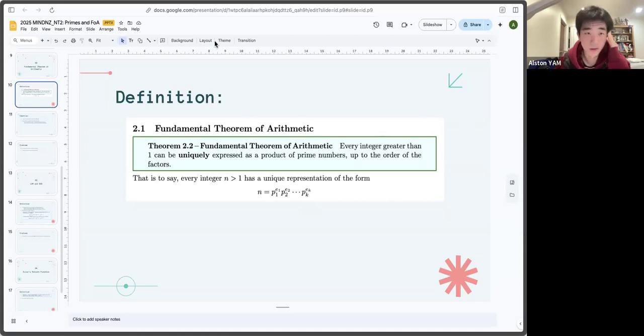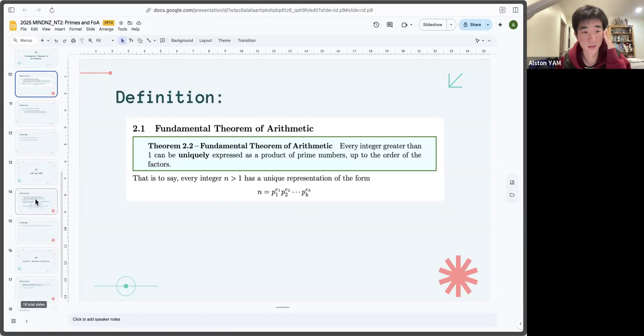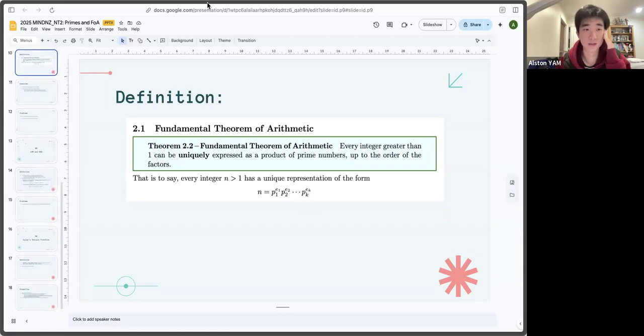I'll give everyone about 3 to 4 minutes to just have a look at this theorem and think about how you might prove it. You have about 3 to 4 minutes, and I'll go over the solution later.